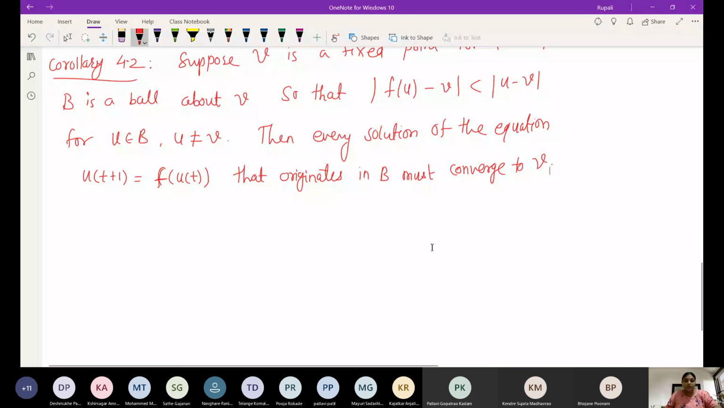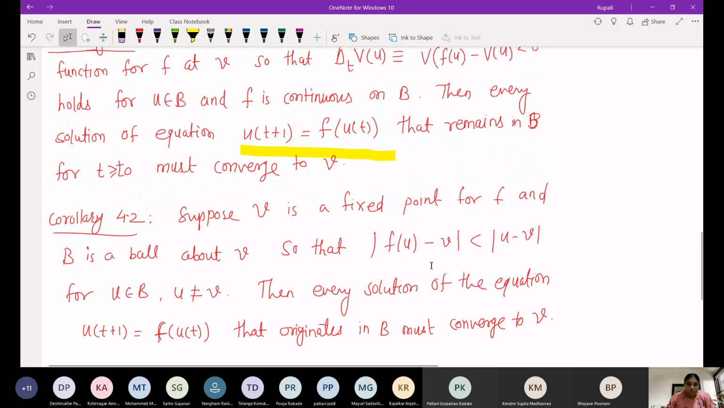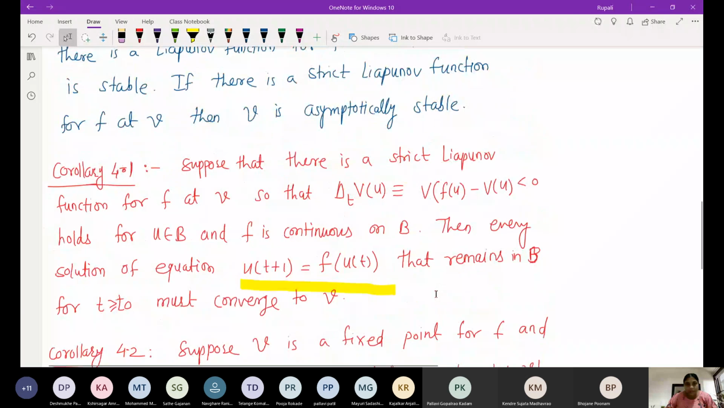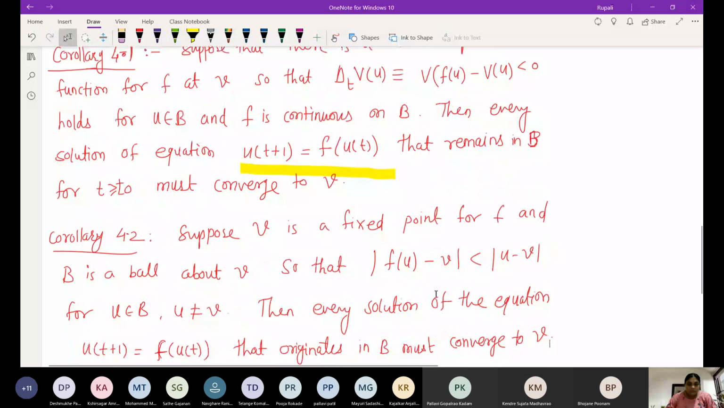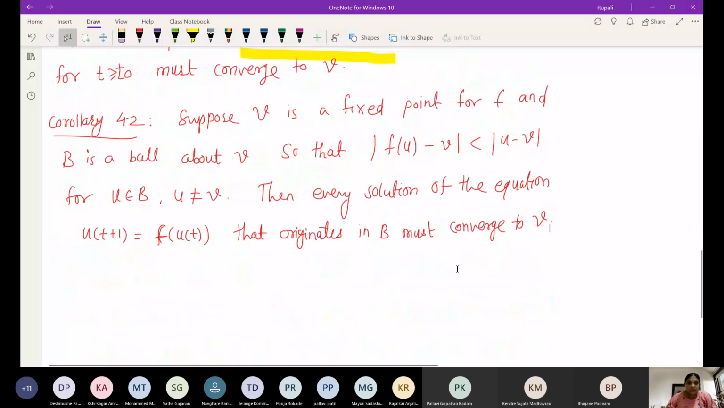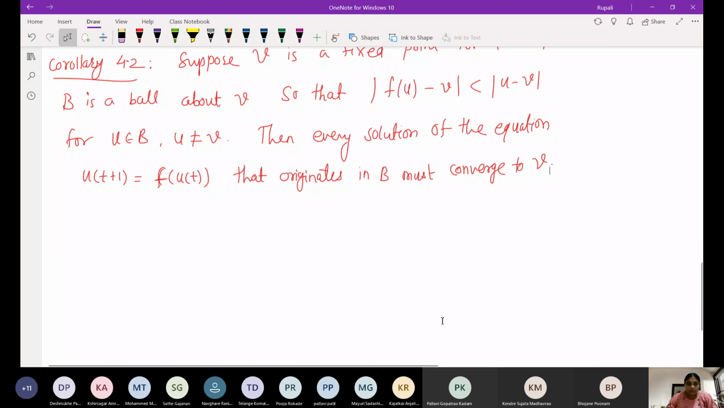Again, the corollary 4.2 follows from the theorem 4.18. Because V is a fixed point, again mod of Fu minus V is strictly less than mod of U minus V. Then every solution which originates in B must converge to V because it is asymptotically stable. So we will have examples based on this Liapunov function.